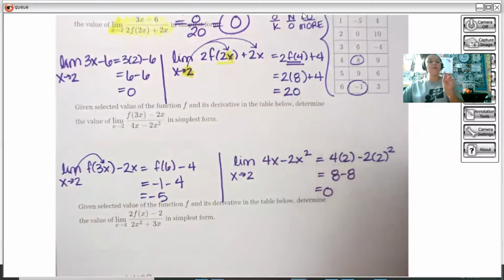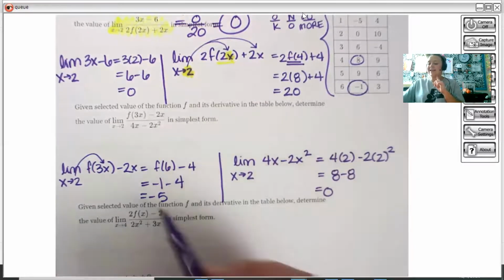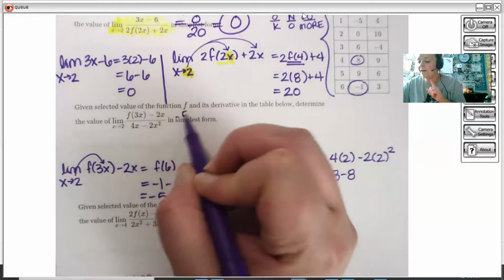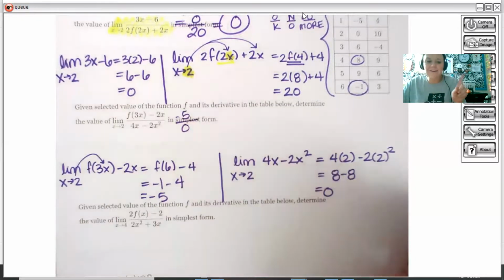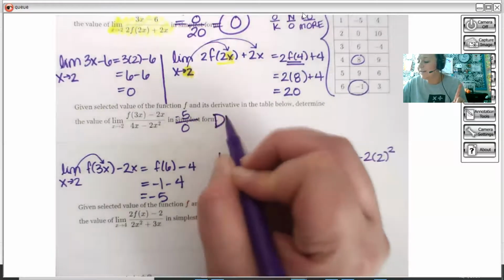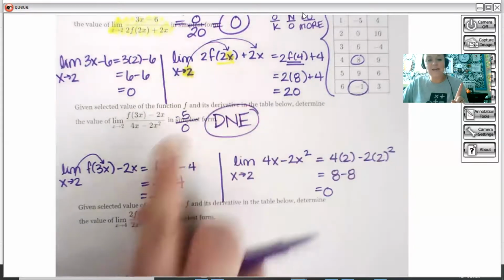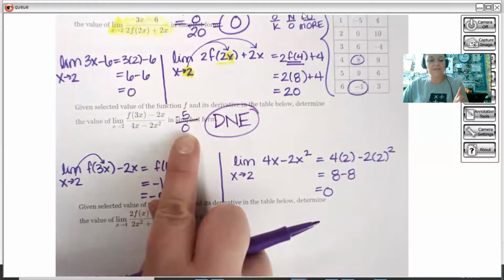Now this is important. Look at which one came out to be 0. This time I got negative 5 on the top divided by 0 on the bottom. That's not L'Hopital's rule, but the answer is not 0. It's a DNE. Okay, that doesn't make sense. You're not allowed to divide by 0.